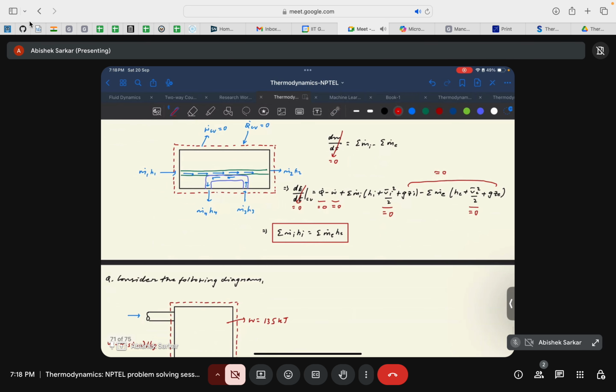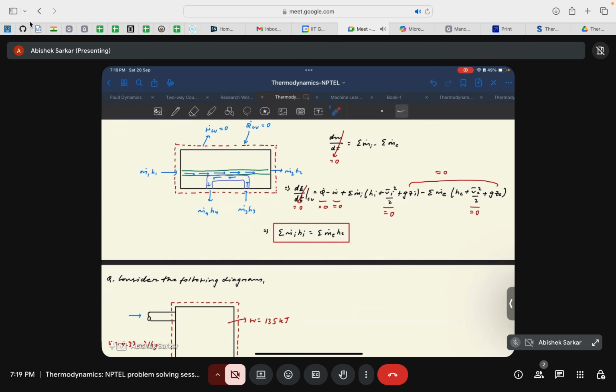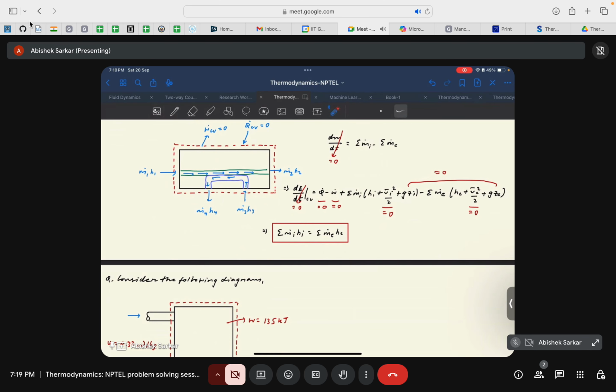The concerned equation for these heat exchangers is given in this form: the summation of mi dot hi is equal to the summation of me dot he. Usually these heat exchangers are devices with multiple inlets and outlets, because of the different kinds of fluids that have to pass through the ducts. That's why we cannot usually remove this summation sign. So this is the relevant form of the steady state energy equation for heat exchangers.